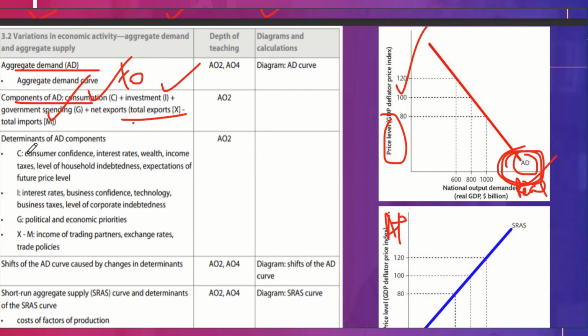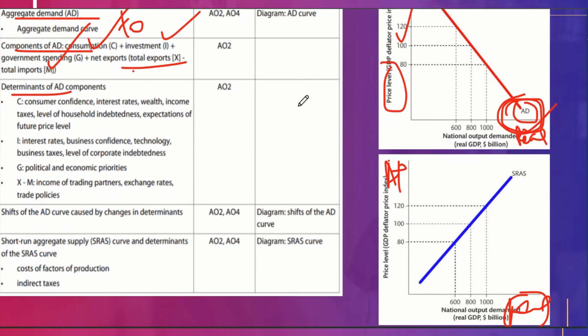And each component of aggregate demand is influenced by many factors. So for example, consumption is influenced by consumer confidence, one thing, and interest rate also influences, and wealth also influences, income taxes, level of household indebtedness, expectation of future price level. So these are the factors which definitely influence the consumption component of aggregate demand. See, for example, if consumer confidence increases, consumption increases, which means aggregate demand increases, right?